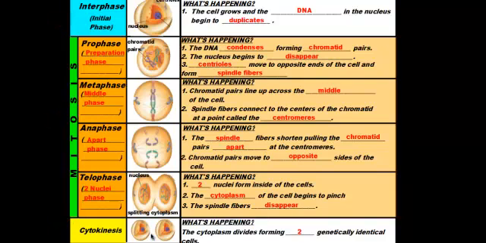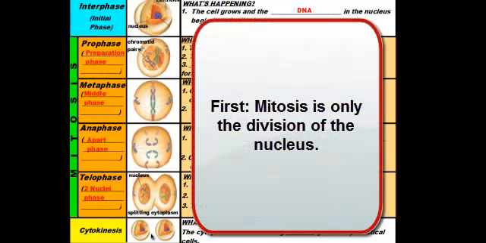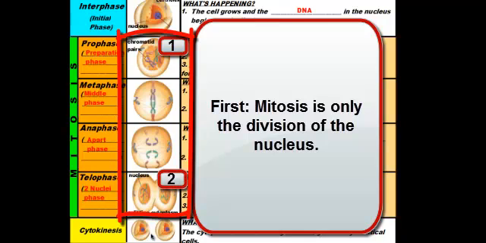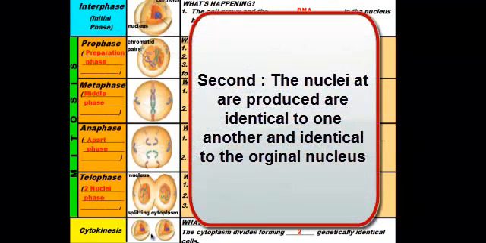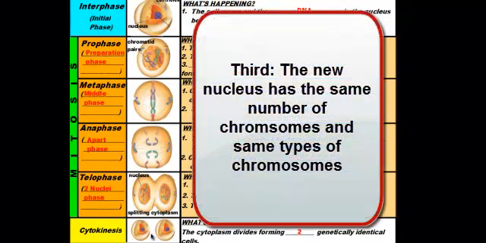Now there are a couple things that you need to remember about mitosis. So you want to flip to the back of your foldable right now and take a look at the 3 results of mitosis and write these down. Mitosis is only the division of the nucleus. It's not cell division, it's the production of one nucleus into 2. The 2 nuclei that are produced are identical to one another and to the original nucleus. So they're identically the same in terms of their genes. They have the same exact genetic material. There is no difference between them. And then 3, each nucleus has the same number of chromosomes and same types of chromosomes. So those are the 3 main results of mitosis.